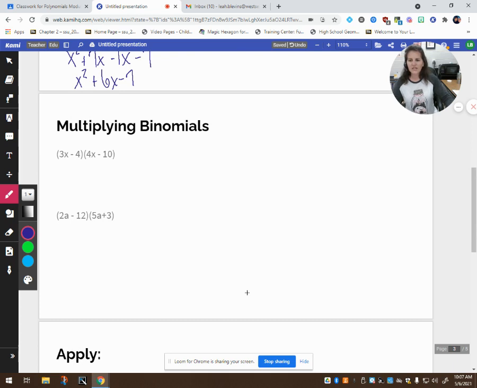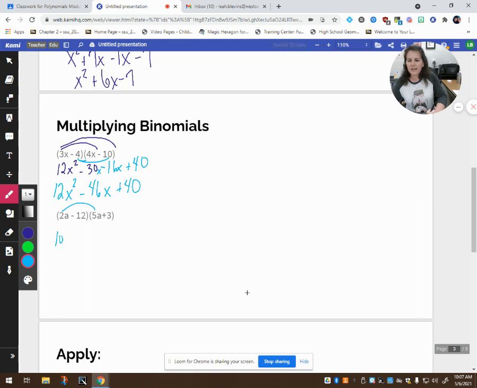Again, go ahead and pause the video and try these problems. Watch out for those negatives. 3x times 4x is 12x squared. 3x times the negative 10 is negative 30x. Moving on, negative 4 times 4x is negative 16x. I forgot my x here, didn't I? And negative 4 times a negative 10 is a positive 40. So my answer is 12x squared minus 46x plus 40.